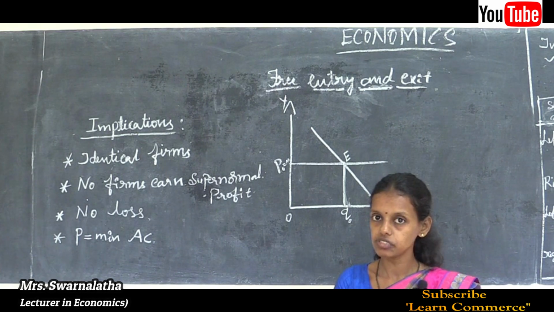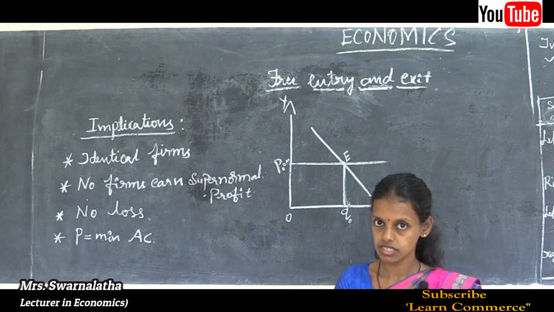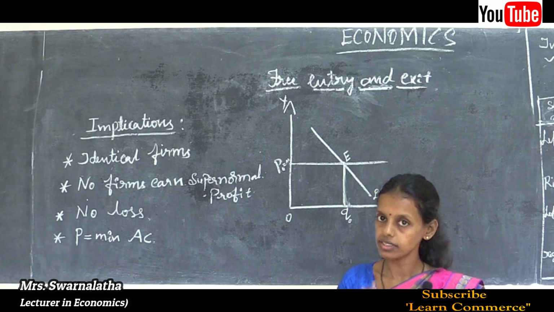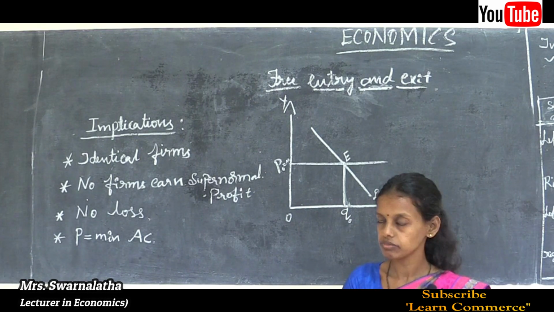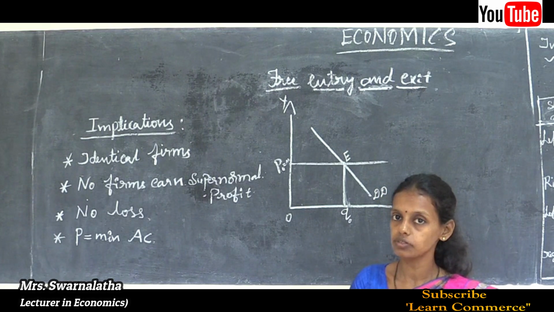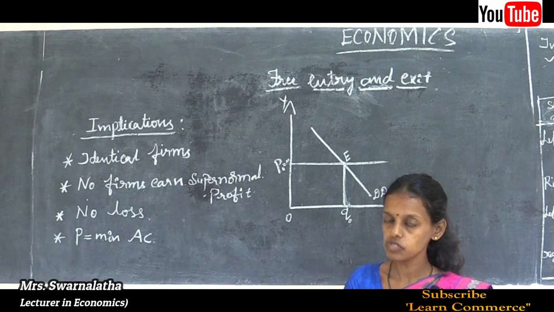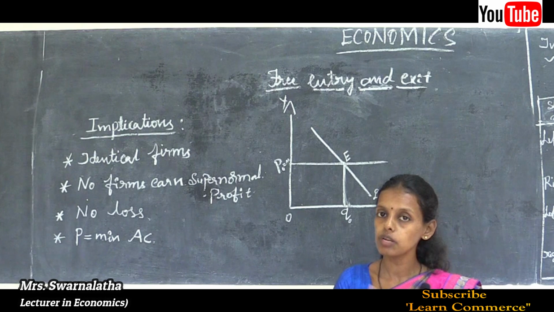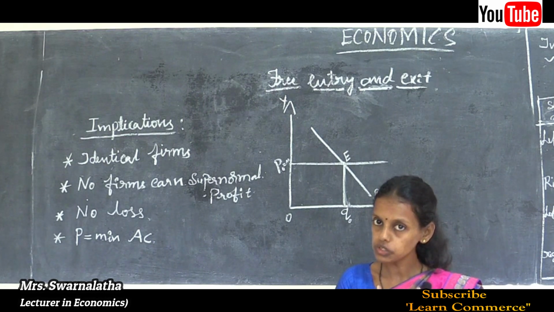Next, the price remains constant. All the firms are price takers, and only the industry is the price maker. All the firms should follow the price fixed by the industry. Thus the price maker is the industry and the price follower is all the other remaining firms. One more important feature we discussed in the perfectly competitive market is free entry and exit, and also we studied normal profit.